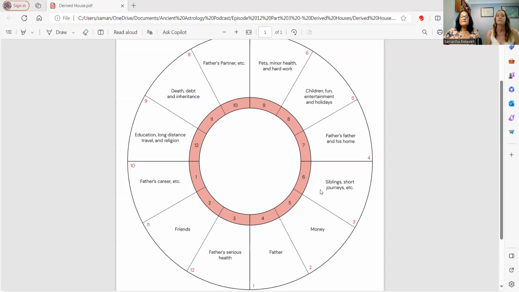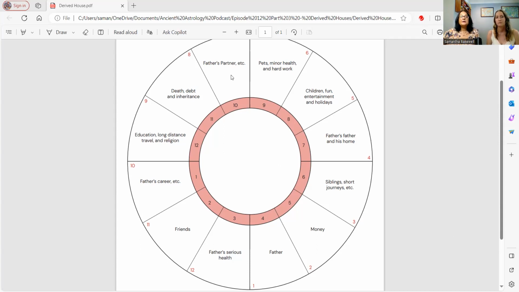So the third house from the father becomes the father's sibling and the father's short journeys, his short courses, his neighbours. The seventh natal house becomes the fourth house from the father, so that's the father's father and the father's home. The fifth house for the father is the natal eighth house, and that's the father's children and his fun, his entertainment, his holiday. And the natal ninth house becomes the sixth house for the father, and so that's his pets, his minor health, his work colleagues, his hard work.